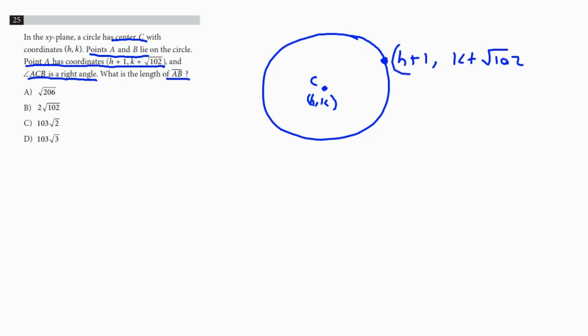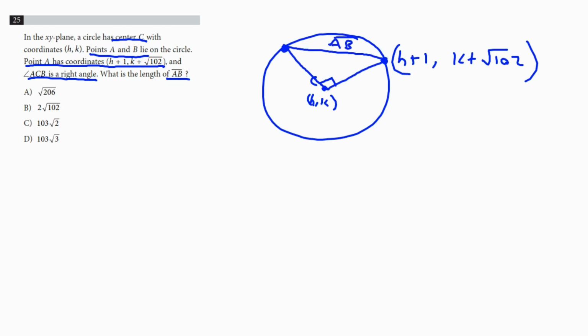Okay. And then they tell us we want to find AB, and they tell us that ACB form a right angle. So it's going to be something like this. Maybe not exactly there, but they form a right angle. And then now we want to find AB, so it's like this point connecting the two of them.